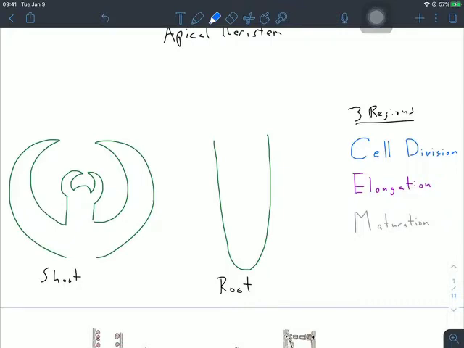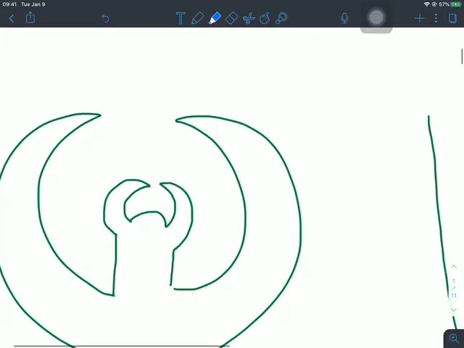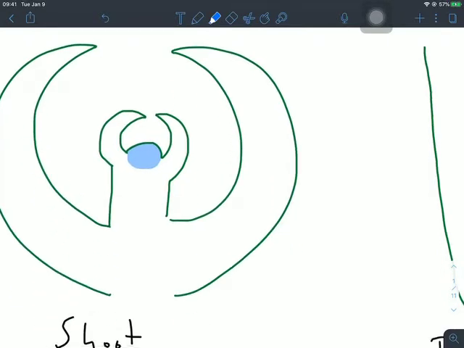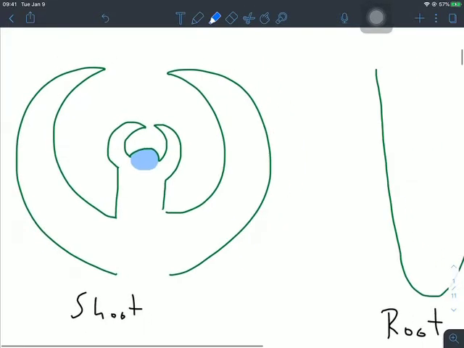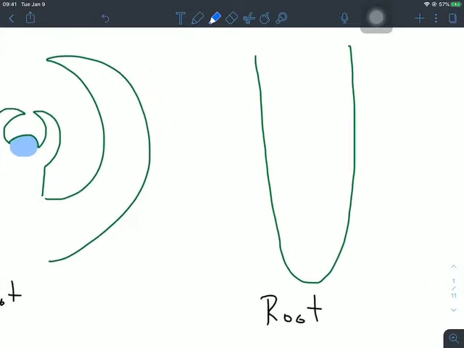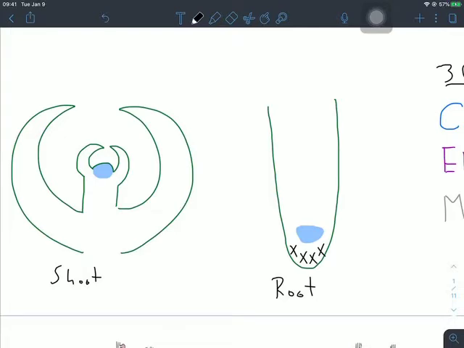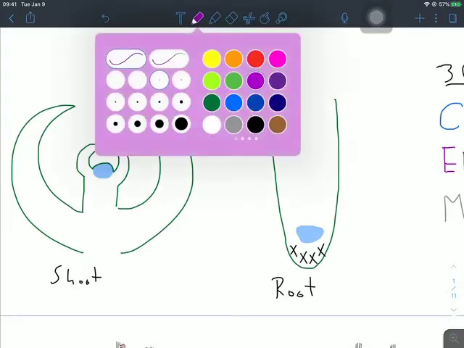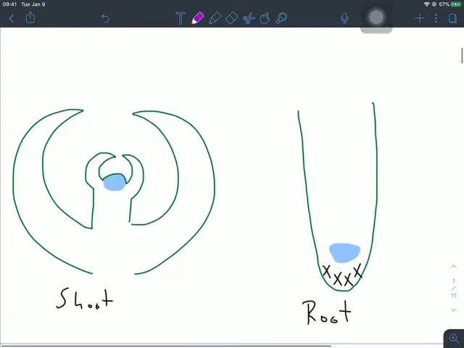The region of cell division is always near the very tip. In the shoot apical meristem, the region of cell division occurs at the very tip of growth. Whereas in the root apical meristem, the region of cell division is a little bit behind the tip because of an additional structure that we'll talk about later that takes up space ahead of this region of cell division. The region of elongation is always immediately behind the region of cell division.